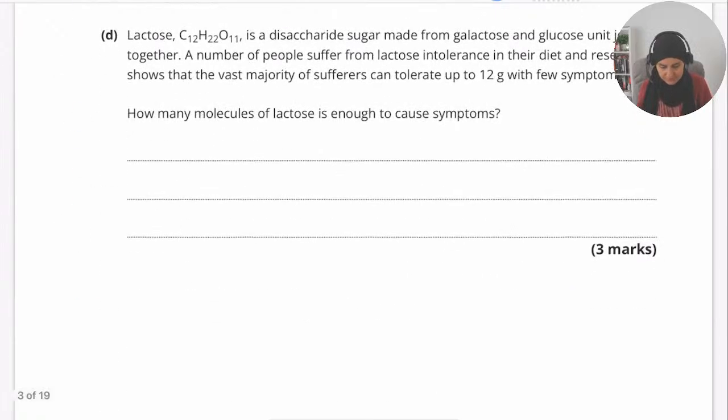Lactose is a disaccharide sugar made from galactose and glucose units joined together. A number of people suffer from lactose intolerance. Where's the question? How many molecules of lactose is enough to cause symptoms? I mean, these questions are so funny. Imagine you're in the exam and they give you this irrelevant information about lactose intolerance. In A level you can have a whole chunk of text which is completely irrelevant. All right, so we have the question: how many molecules of lactose is enough to cause symptoms?